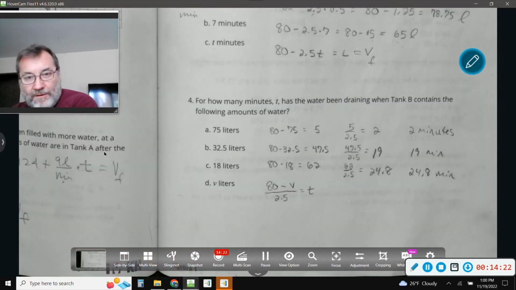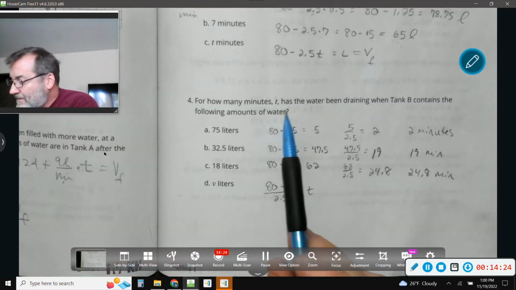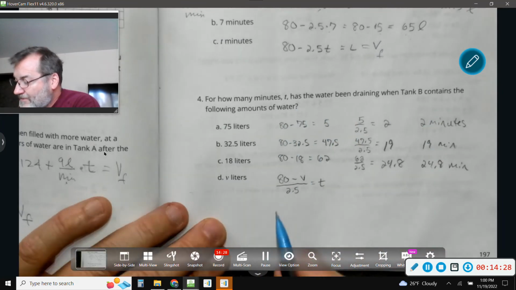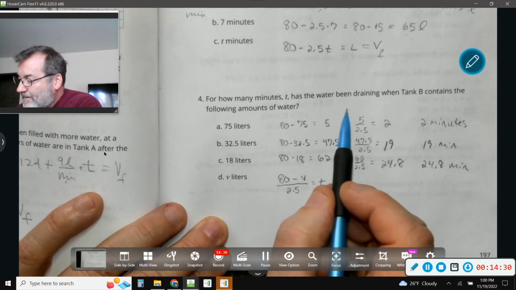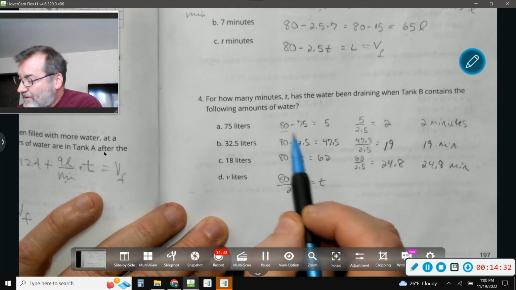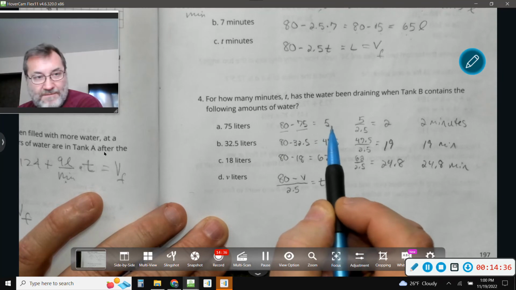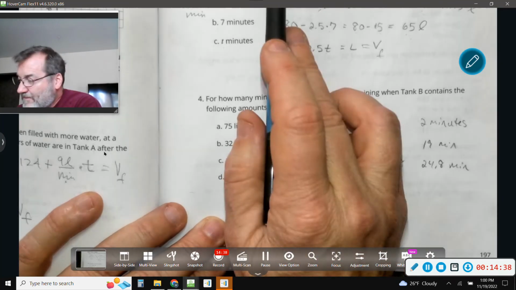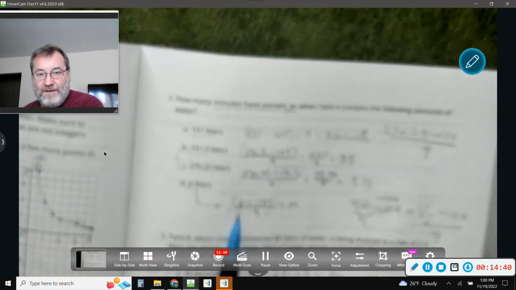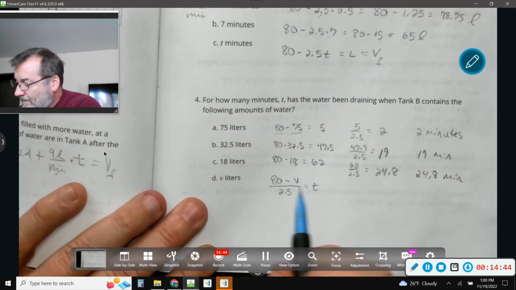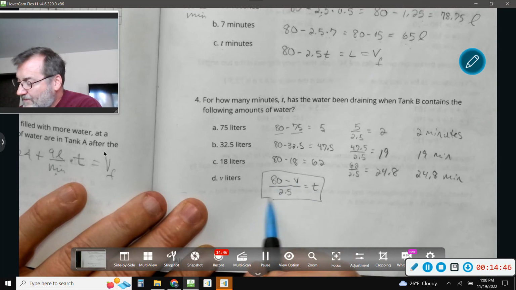Number 4. This is how many minutes T has the water been draining when tank B contains the following amounts. So now they're giving you the initial and the final. So you're starting at 80, you're going to the final, right? So you have a change of 5. All right, it's very similar to this equation that you have up here. So on that one, here's your equation that you deal with.